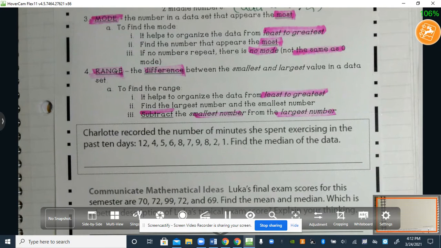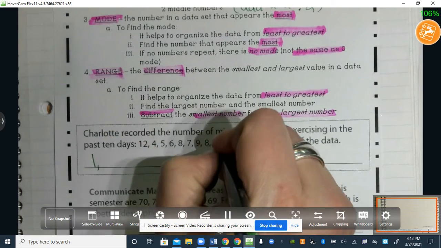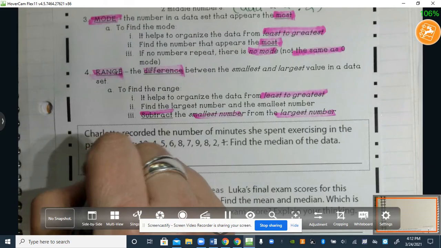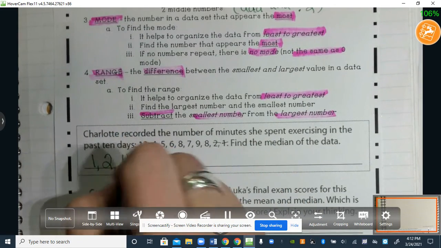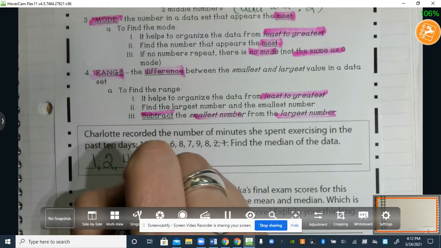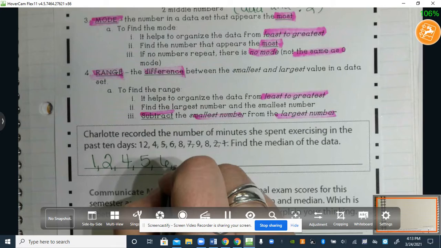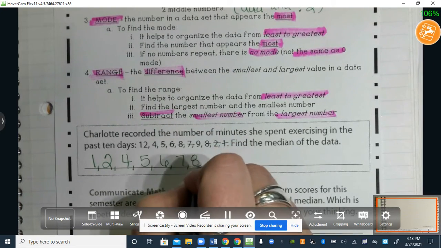So the first thing you need to do is organize them and put them in an order. Do you see how they're all kind of jumbled around here? You want to put them in order from least to greatest. So if I'm looking, 1 is the least number, so I'm just going to cross that out. Then I have a 2. Then I don't have a 3, but I have a 4 here. And then a 5. I have a 6. I have a 7.